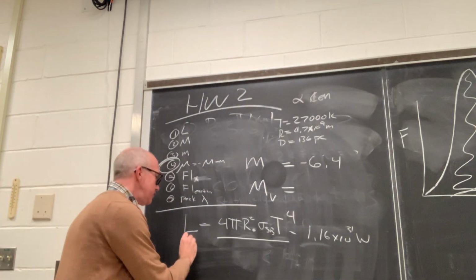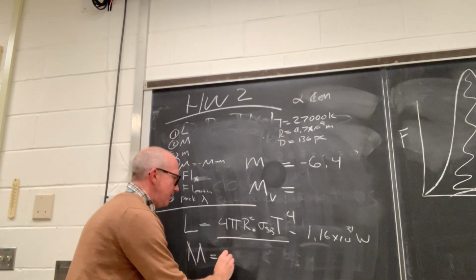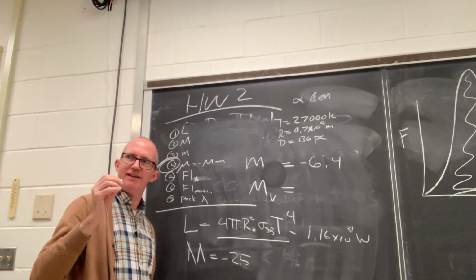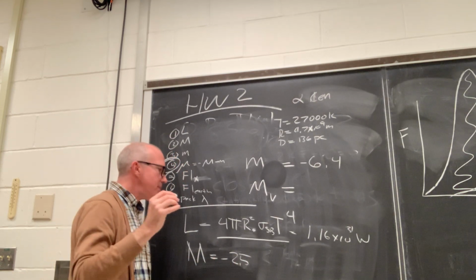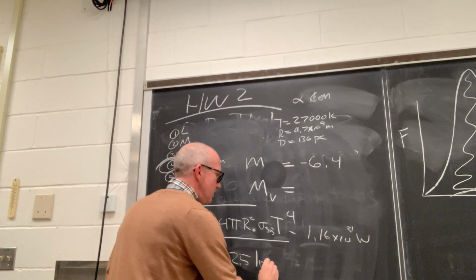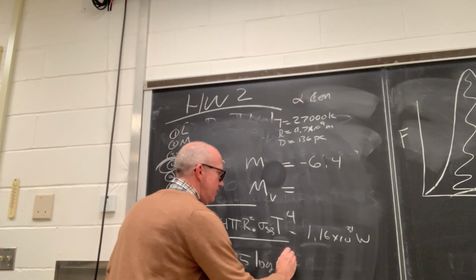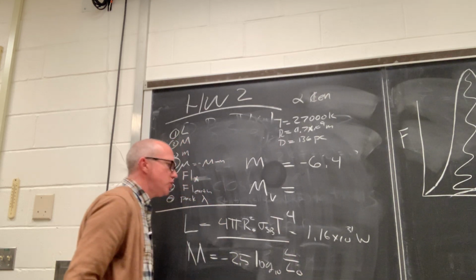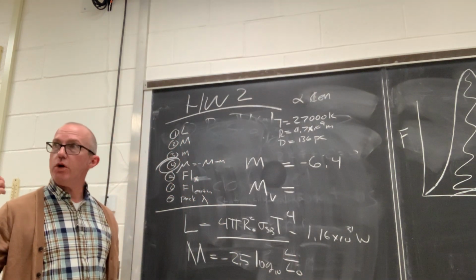Absolute bolometric magnitude, how do we get that? Same thing. So the bolometric magnitude is minus 2.5 times the log base 10 of the luminosity divided by the fiducial luminosity, which is in the notes.